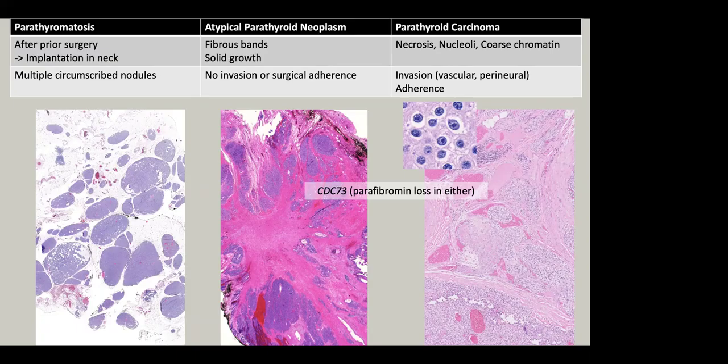On the far left is parathyromatosis, which is by definition ectopic implantation of benign parathyroid tissue in the neck after displacement from prior surgery. These are thought to be just related to surgical procedure and not to malignancy, but they can be architecturally unusual because they have these multiple small nests kind of percolating through fat. But they shouldn't really have any vascular invasion, perineural invasion, etc.